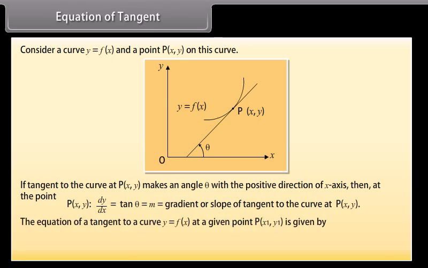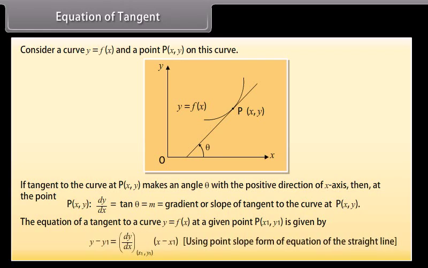The equation of a tangent to a curve y = f(x) at a given point P(x1, y1) is given by y minus y1 = dy/dx at (x1, y1) times (x minus x1), using the point slope form of the equation of a straight line.